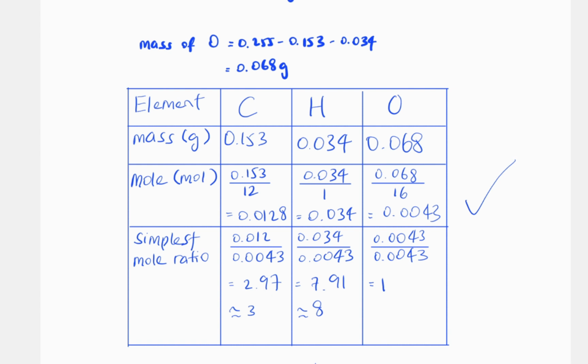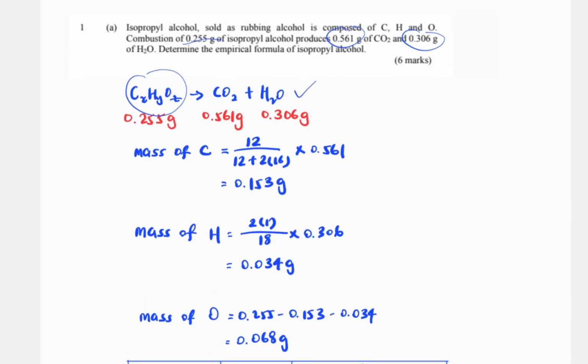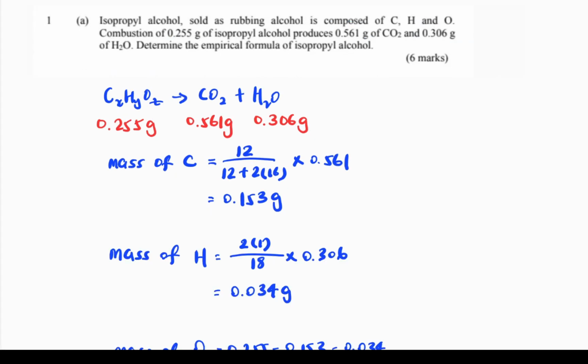the first thing we want to find is the mass of these three elements, which is carbon, hydrogen and oxygen. So first we find the mass of carbon. So we have this chemical equation, which is 0.255 gram of the isopropyl alcohol undergo combustion to produce 0.561 gram of carbon dioxide and also 0.306 gram of water.